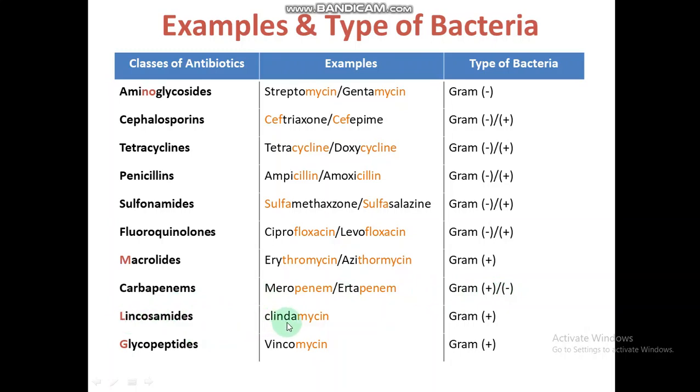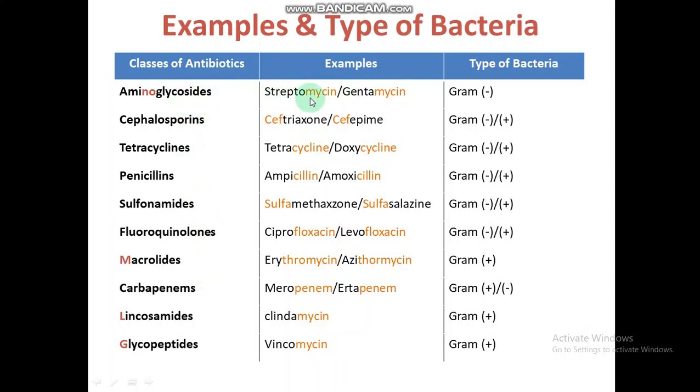Lincosamides, the example is clindamycin. They act on gram-positive bacteria. And glycopeptides, the example is vancomycin, and they also act on gram-positive bacteria. So to remember what kind of medicines are present in these classes.